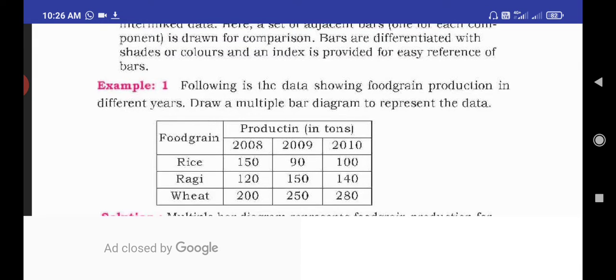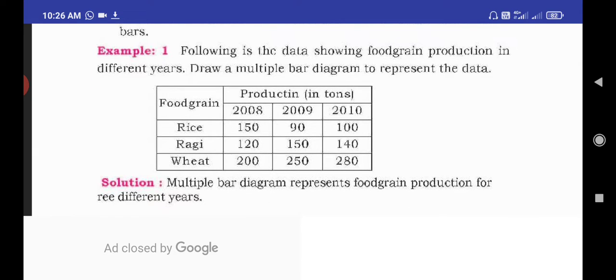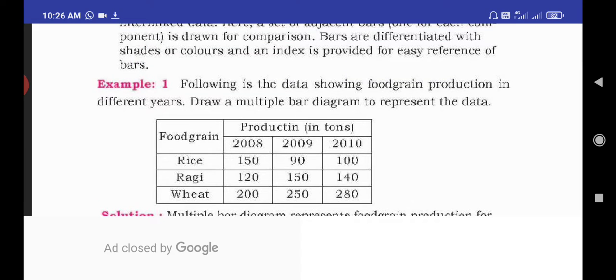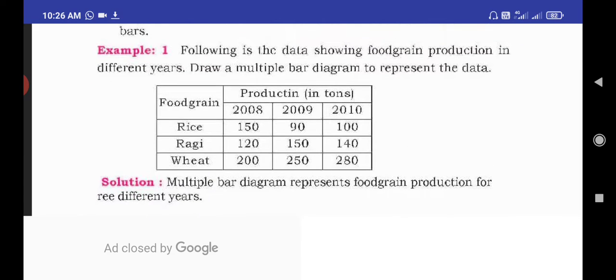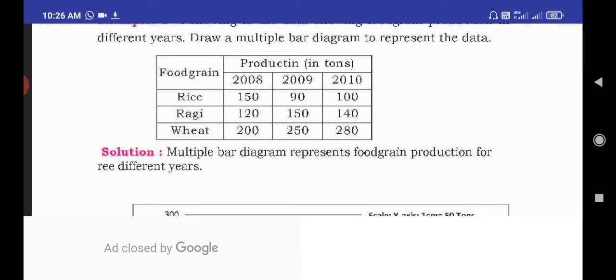So take an example for this. In the previous data they gave only the information of year and population. Here in this problem they give production information for 3 years: 2008, 2009, 2010. Next they give food grains: rice, ragi and wheat. Compounding means different types of information are there, so we give importance to all the interlinked data.